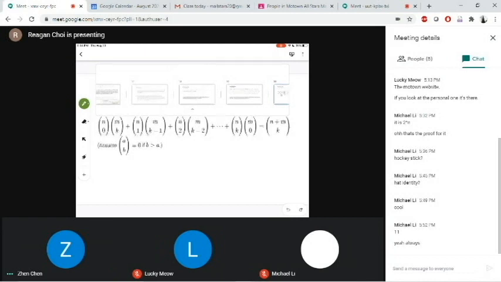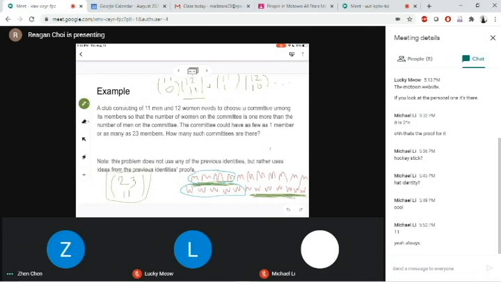Instead of choosing this committee, which doesn't satisfy the conditions, we choose a second committee, which has the same exact men here, but also the women that are not on the committee. So that's 12 minus 5 equals 7 women. And this always satisfies the condition that there's one more woman than man, if you do the algebra. So that means there's a bijection. The number of ways to pick a committee of 11 people is the same as the number of ways to choose a committee with one more woman than man.